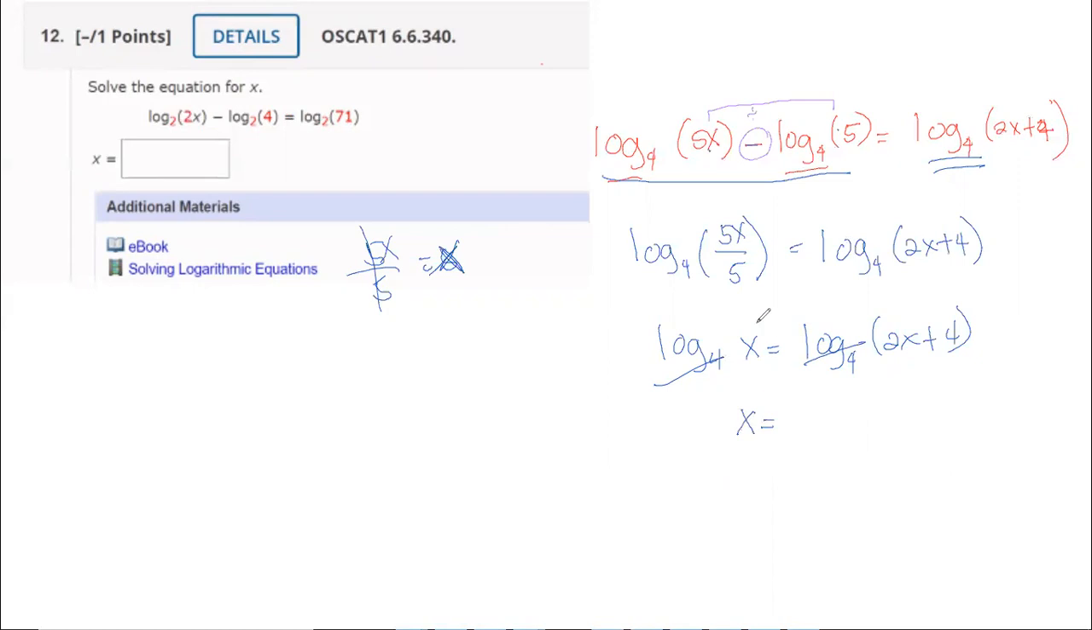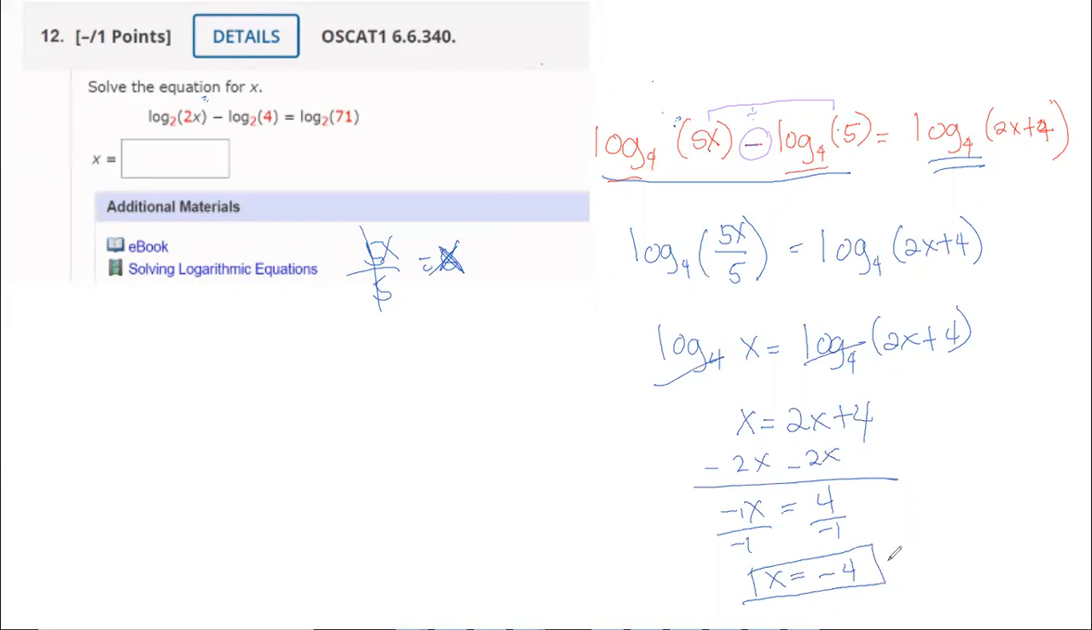Now you have the argument x equals the argument 2x plus 4. Solve for x: minus 2x, minus 2x. Now negative x equals 4. Negative x means negative 1x, so you can divide by negative 1 on both sides. So x equals negative 4. Again, you have a negative on your x, so you will want to substitute that into the original problem. If it gave you an error, that means it's not a solution. Algebraically it works, but it's not going to give you a correct answer. But then again, I just made this one up, so maybe that's why. I'm just making up some problems.